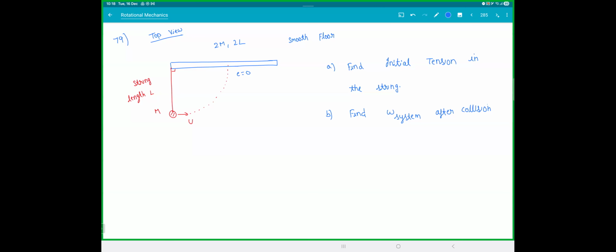Two mu square by 9L. Okay, let's see. I'll give another minute, then I'll show you. One thing, I'm asking you for tension, right? That means you have to draw an FBD. You can't get tension from conservation laws.